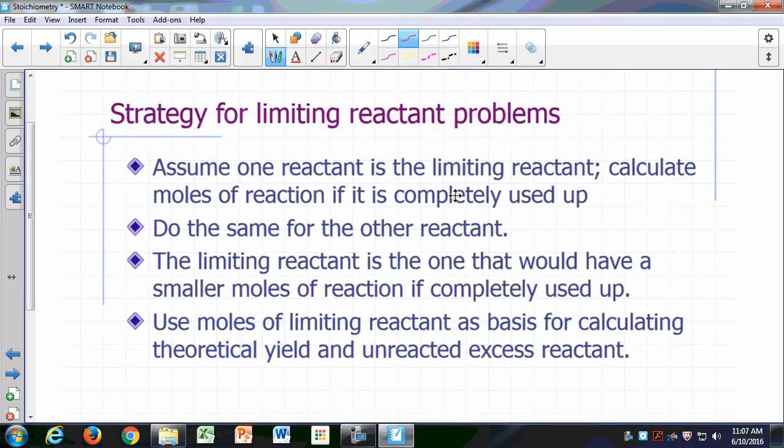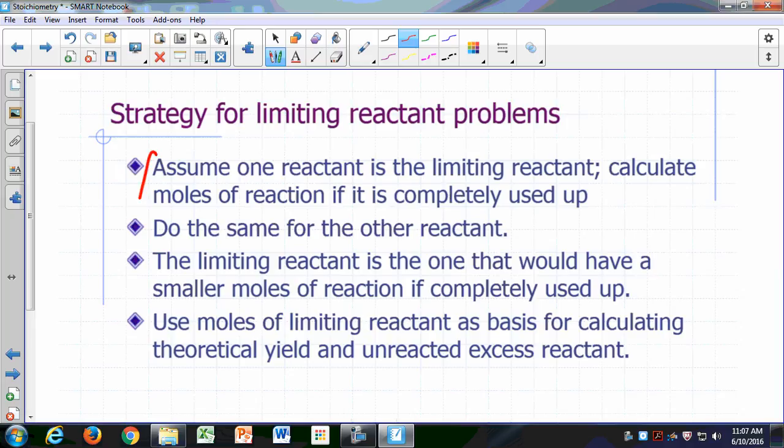Okay. Earlier you've seen that if you assume a reactant is a limiting reactant, then you can verify if in fact it is, and if it is, then you can calculate how much of the other reactant you have left unused at the end of the reaction and how much the theoretical yield would be. Now, here's a general strategy you can use for solving limiting reactant problems.